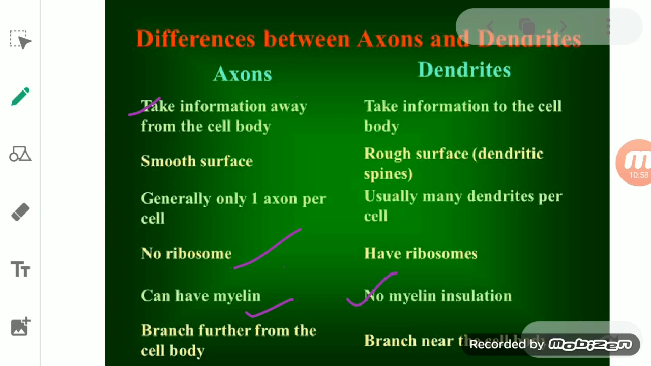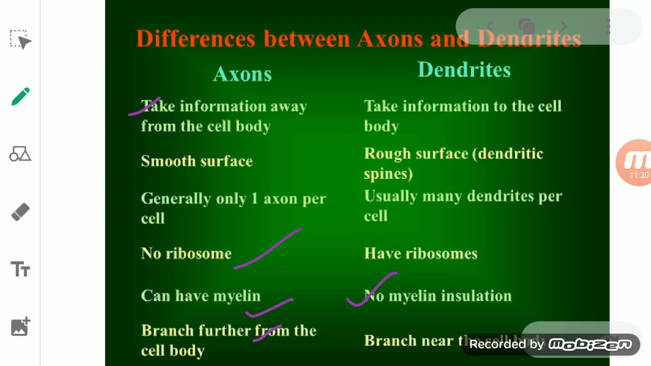Branches further from the cell body, branches near the cell body. So you see the axons also show branching, but this branching occurs at the terminal. That's why we use the term axon terminal, and these terminals are basically away from the cell body. So we can say that the branching occurs in the case of an axon, but those branches occur farther from the cell body.